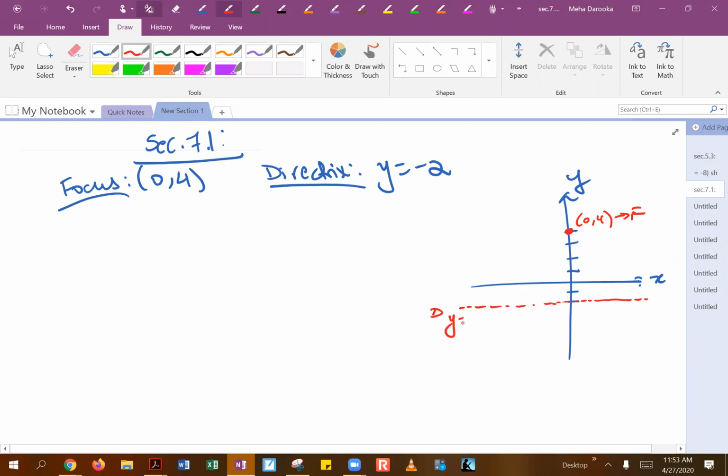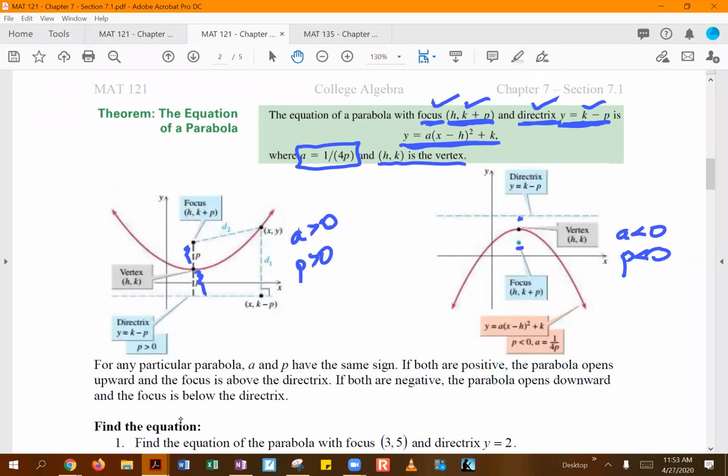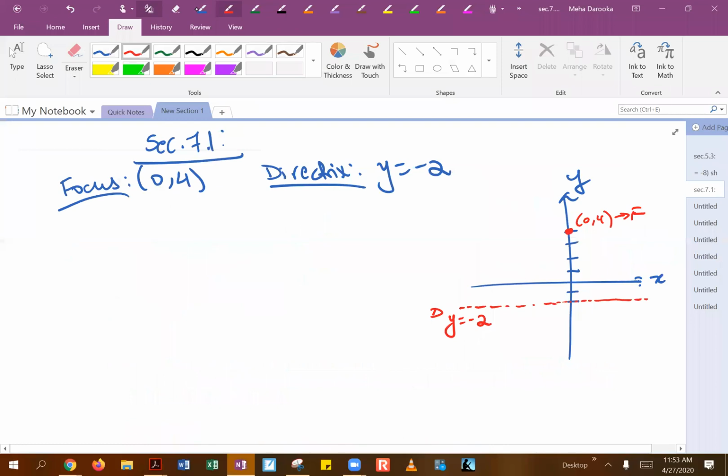This is the directrix at y equals -2. Now we know, and let me go back to our graph over here, if the focus is above the directrix, that means our parabola is opening up, kind of like this left-hand side graph over here. So this actually tells us that our parabola opens up.